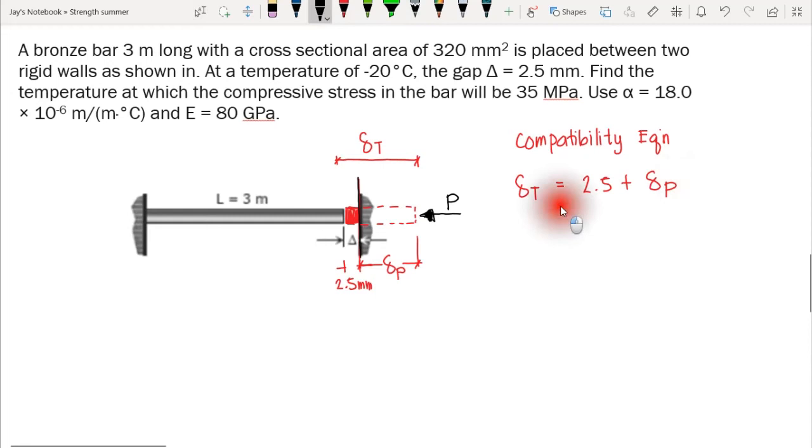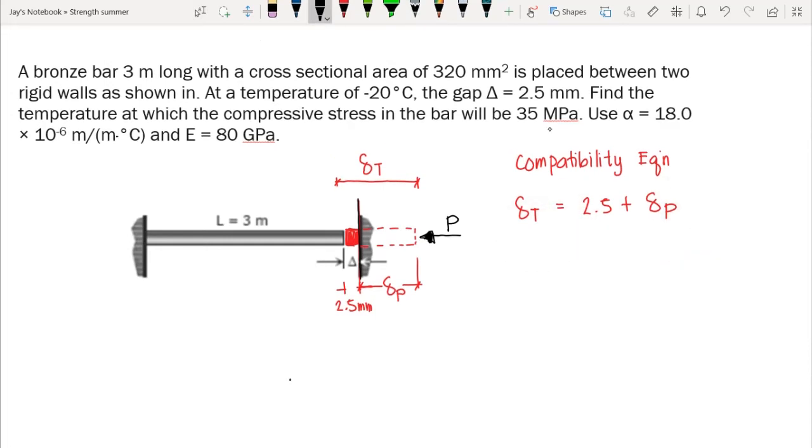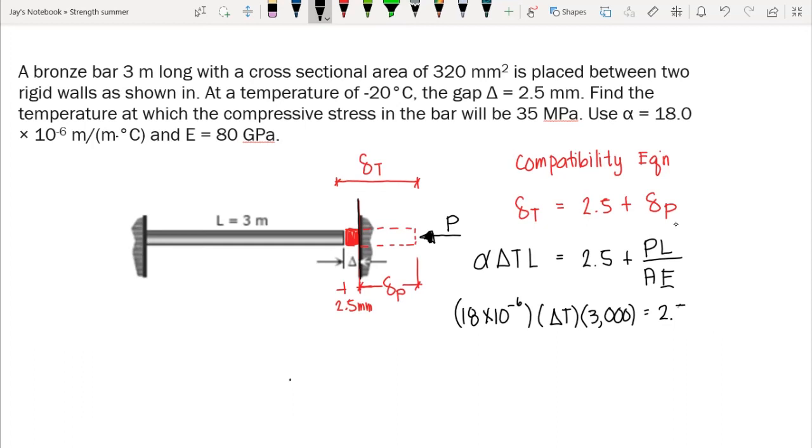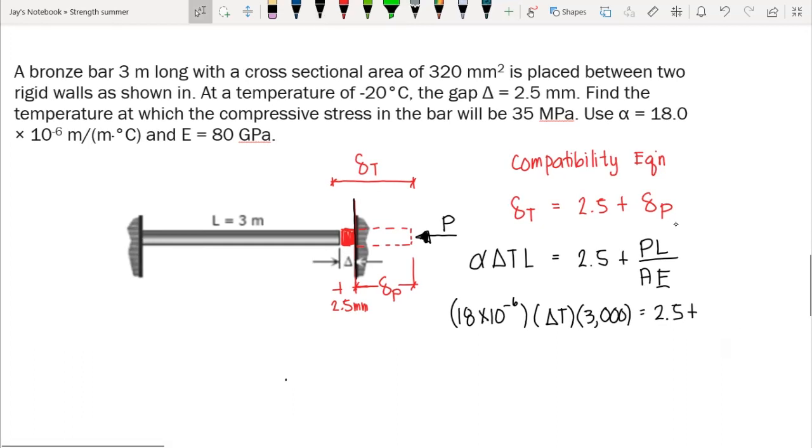We will be using this to compute for the stress. So we have the formula for the change in temperature: the coefficient of thermal expansion times the change in temperature times the length of the bar is equal to 2.5 plus our deformation due to actual load, that is PL over AE. The coefficient of thermal expansion is 18 times 10 raised to negative 6, times our change in temperature, which is unknown, times our length, that is 3000, is equal to 2.5 plus our actual load.